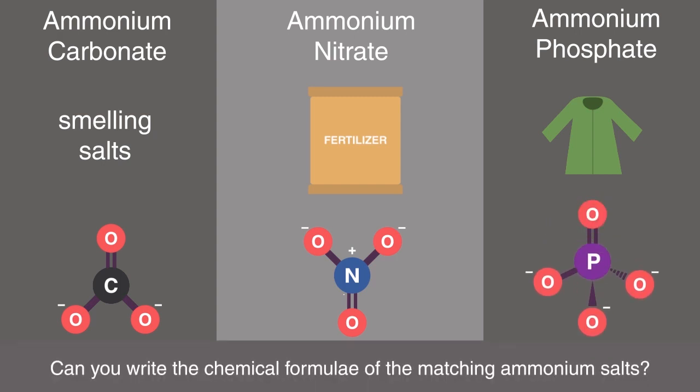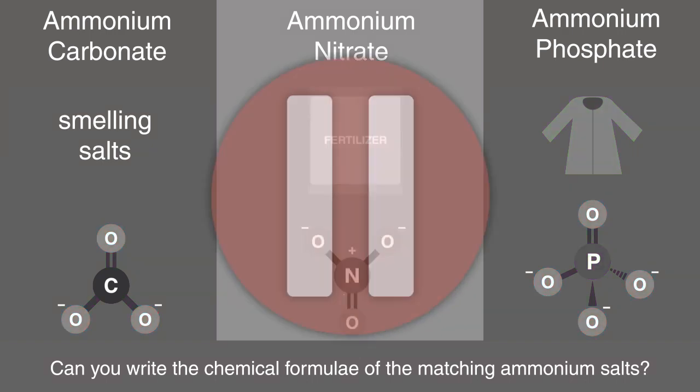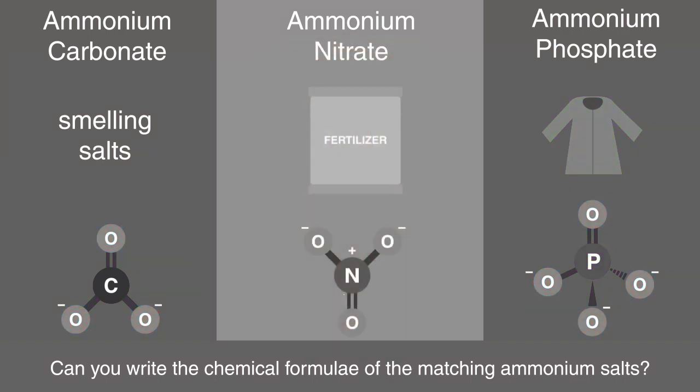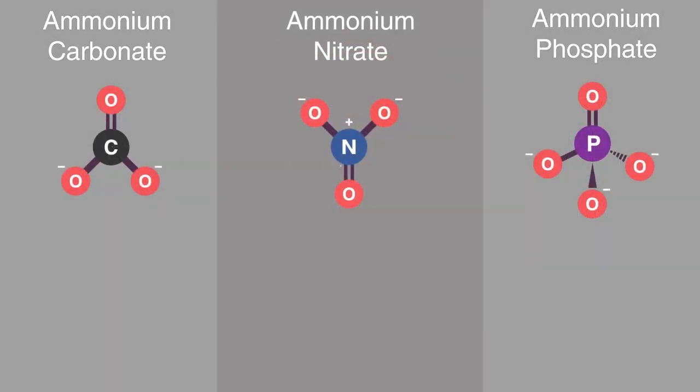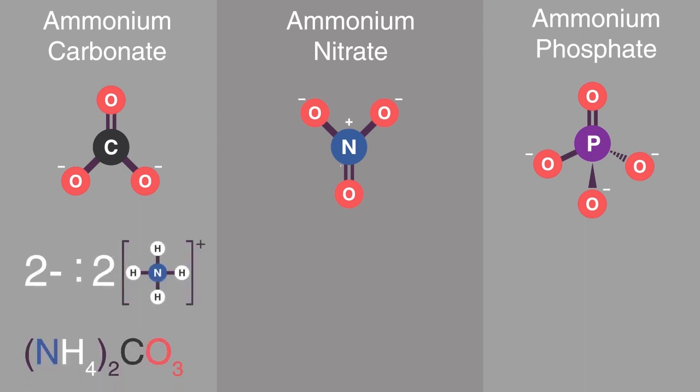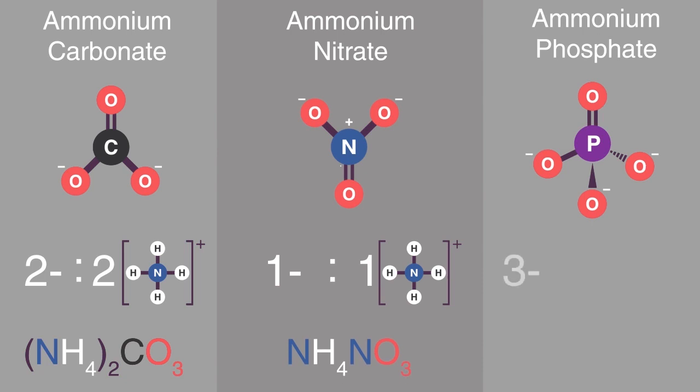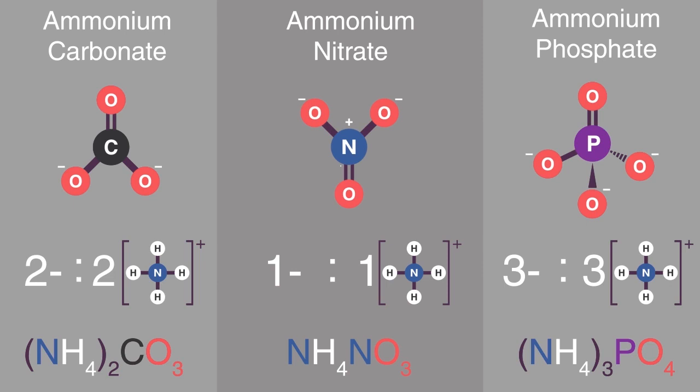Can you write the chemical formula of the matching ammonium salt? Pause the video while you write down your answers and resume when finished. The carbonate ion has a 2- charge, so to balance this we need 2 ammoniums. The nitrate is -1, so here we have another 1 to 1 ratio. And the phosphate is 3-, so 3 ammoniums are needed. Pay attention to the use of brackets here. How did you do?